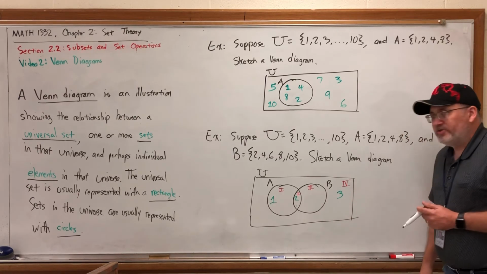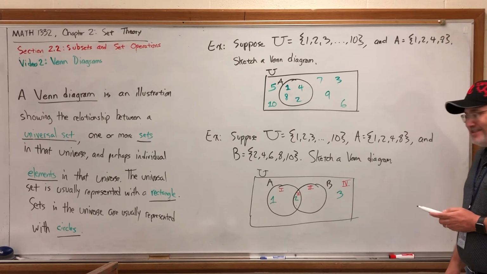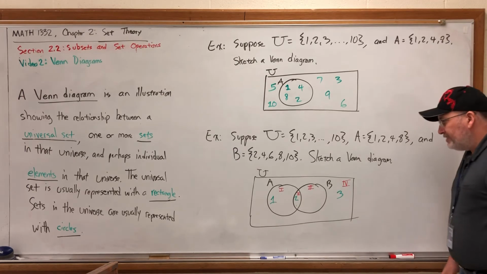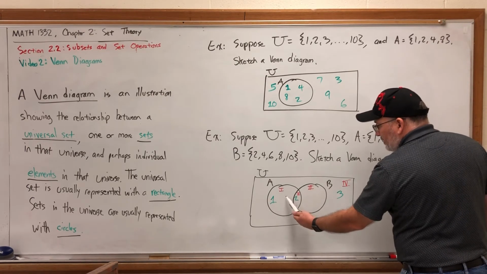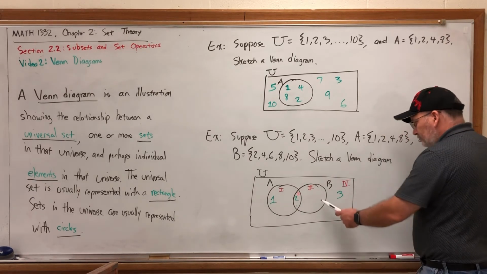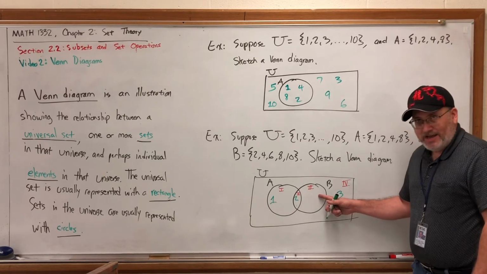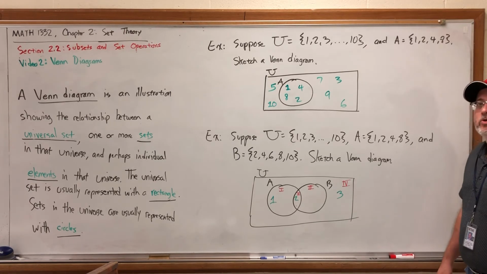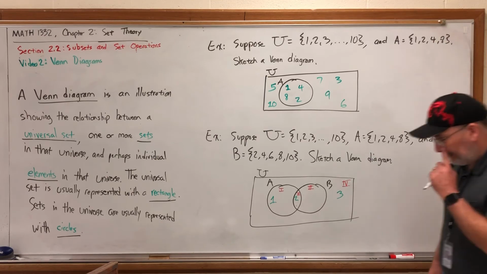I invite you to pause the video and see if you can figure out where to write the remaining 7 elements. 4, 5, 6, 7, 8, 9, and 10. Some of them will belong in region 1, which belongs to A but not B. Some will belong in region 2, which belongs to A and B. Some will belong to region 3, which belongs to B but not A. And then some will belong to region 4, which belongs to neither circle. So pause the video and see if you can fill in the rest of the numbers.